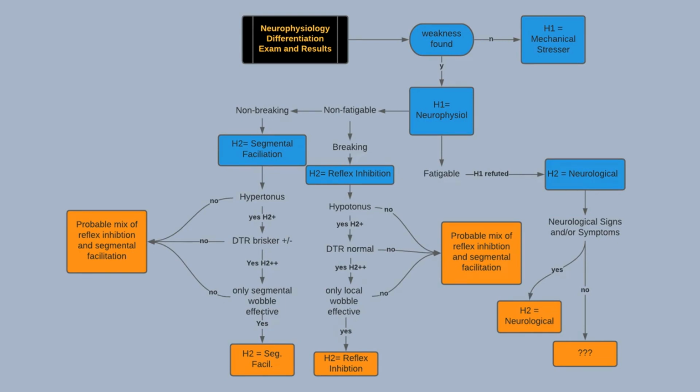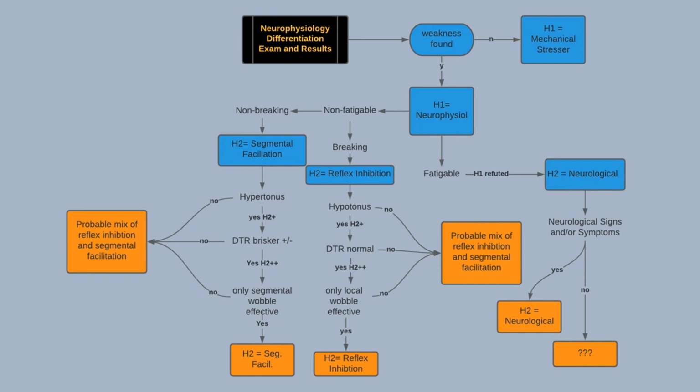If the weakness is breaking, then H1 can be refined to either H1.1, reflex inhibition, or perhaps for clarity's sake, we'll call it H2. You should now find hypotonus. Only wobbling locally is effective and no neurological signs are present. If the other signs of reflex inhibition are confused or absent, it's probably that reflex inhibition is overlaid by segmental facilitation or less commonly neuropathy.